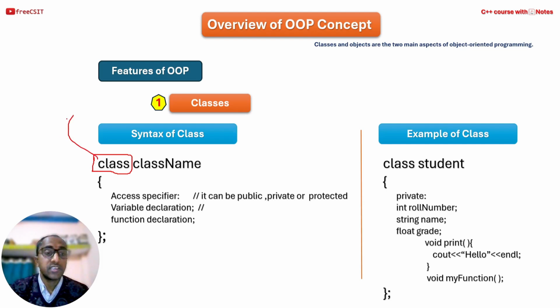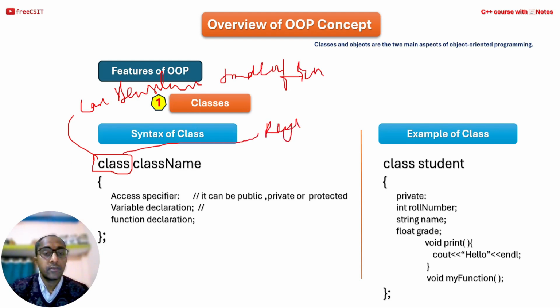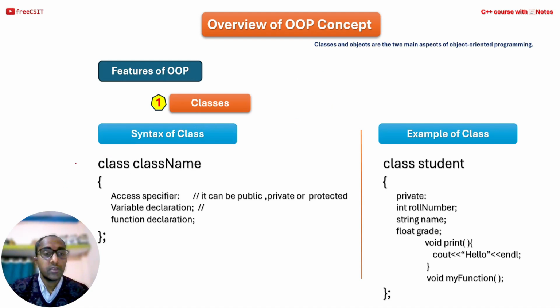It is case sensitive, which means it is written in smaller form. Class is the keyword. This is a keyword.